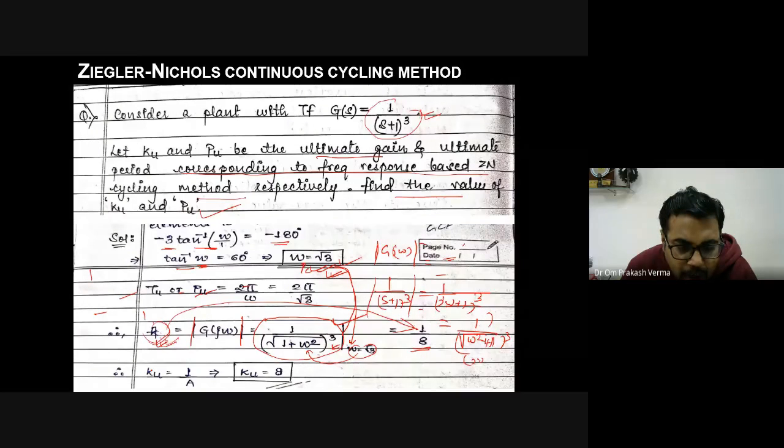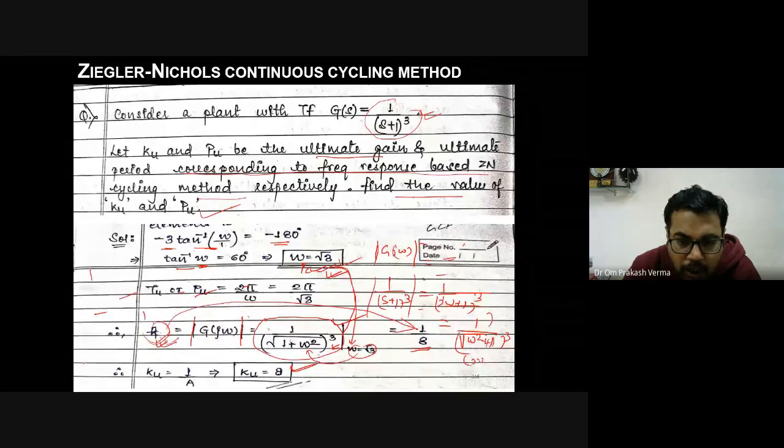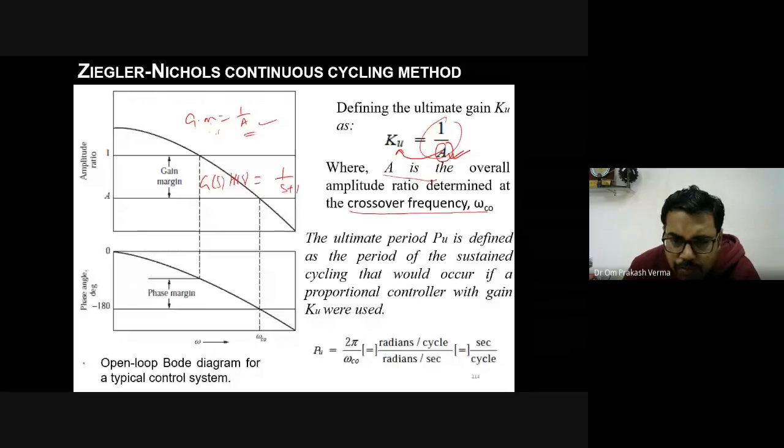So what is the KU? KU is nothing but 1 by A, so it becomes 8. KU becomes 8. Any doubt? Okay. Now you have to calculate the value of PU also.